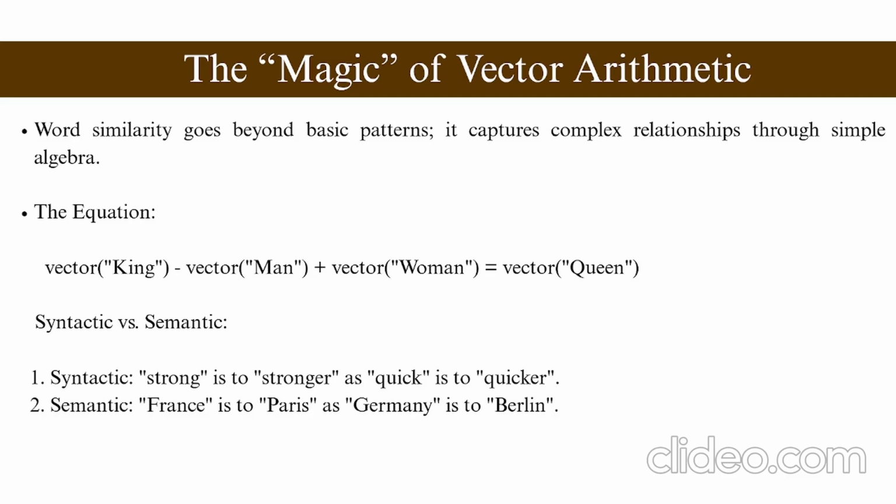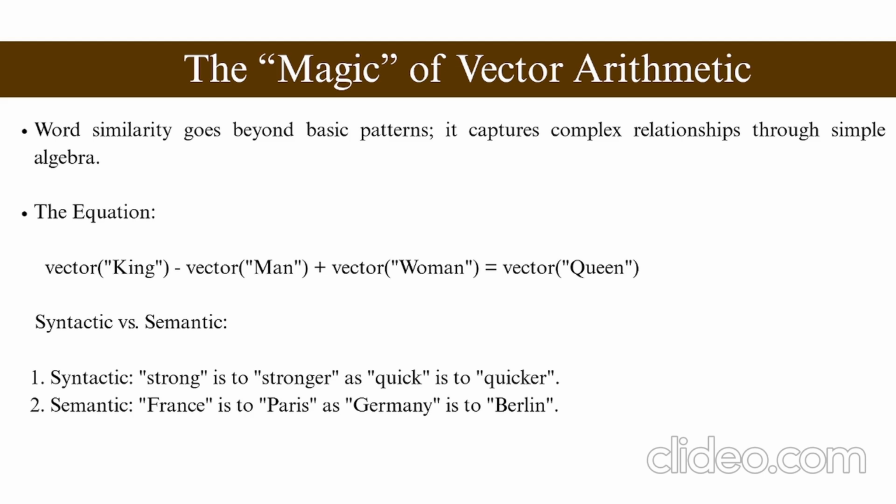The paper categorizes word relationships into two main types, syntactic and semantic. Syntactic relationships are basically dealing with the grammar and structure of the language. For example, the relationship strong is to stronger as quick is to quicker. The model learns that there is a specific vector direction that represents the comparative form of an adjective.